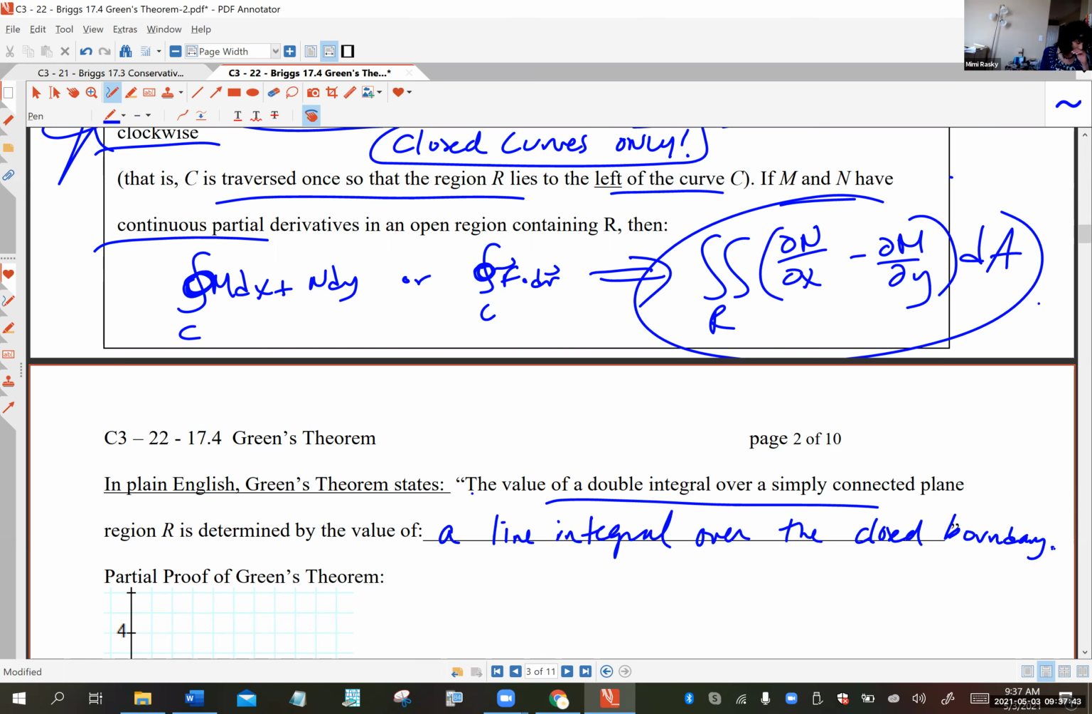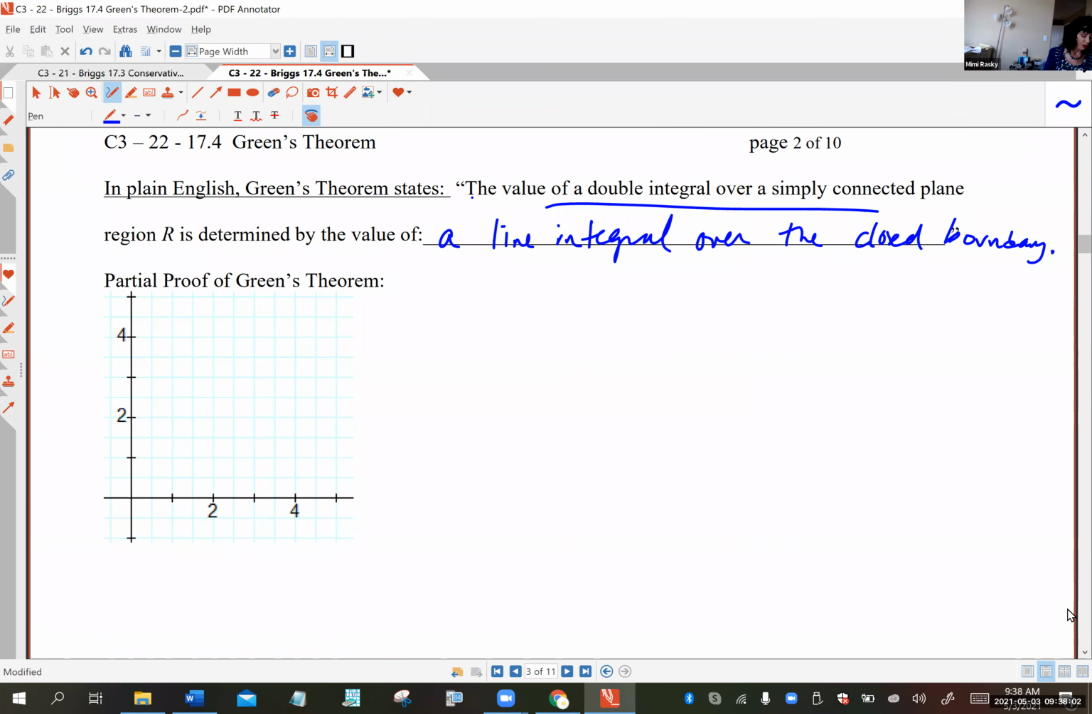So I'm going to do a quick proof, and then I'll do one problem, and then we'll be done for today. Then we'll pick this up next time and do lots more Green's. I have some problems for you picked out that you can try for Green's. Okay, not too bad. So the partial proof, and I'm only going to prove half of it, and this is pretty standard.